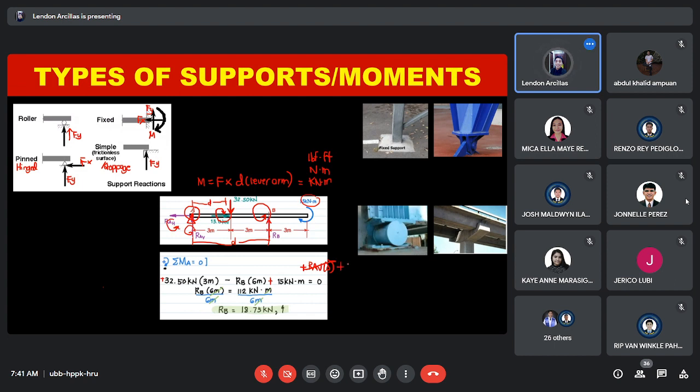pati yung RAH. So positive RAH times 0. Kaya hindi na din siya sinali dito sa ating computation, since nag-act siya doon sa point A, where we take moment at point A. So wala siyang lever arm.